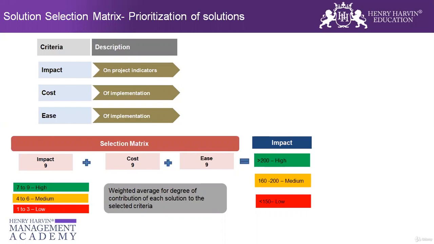So this rating has to be done very diligently. This is to be done with the help of project team members, with the help of the project champion also, because they know what sort of severity it is going to have to implement these solutions. Okay. Having said that, you can use your own selection metrics also.